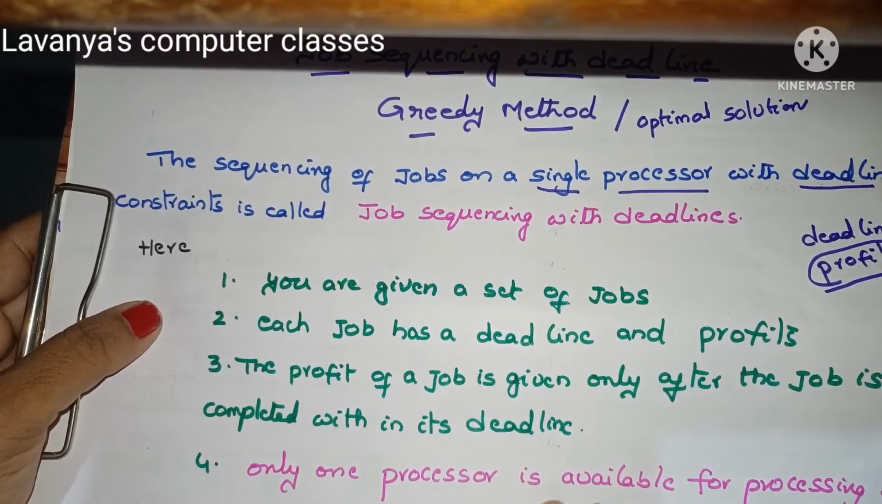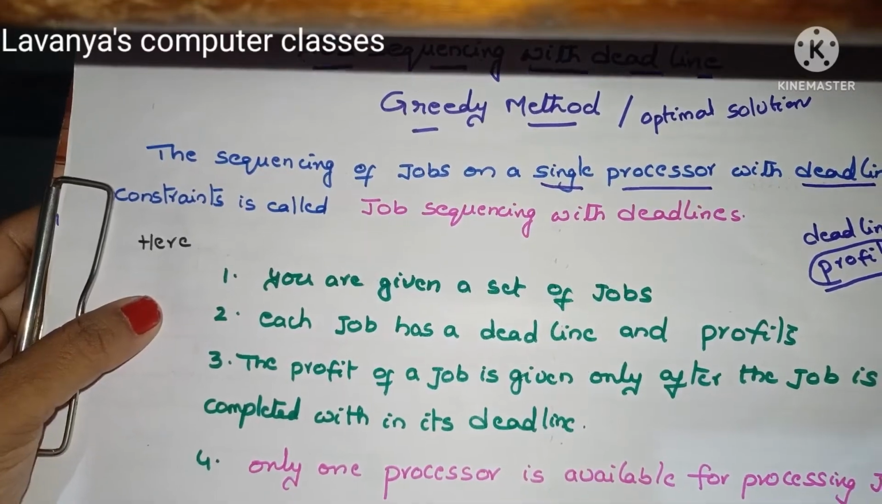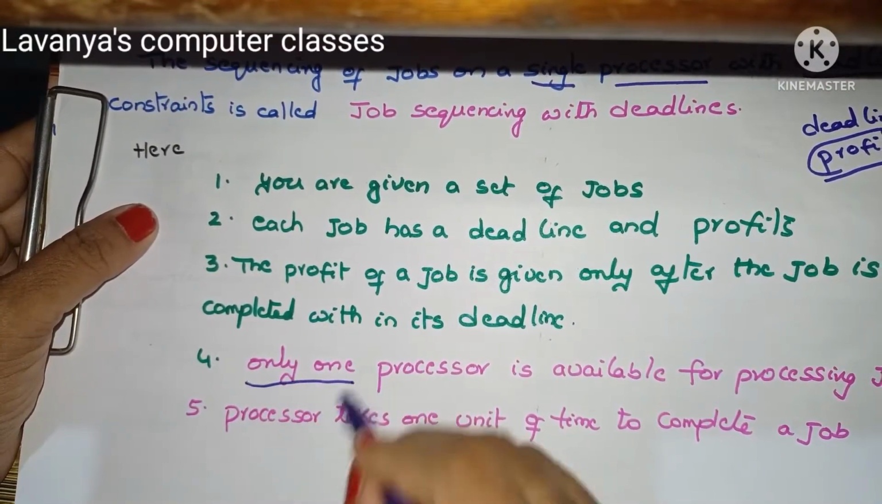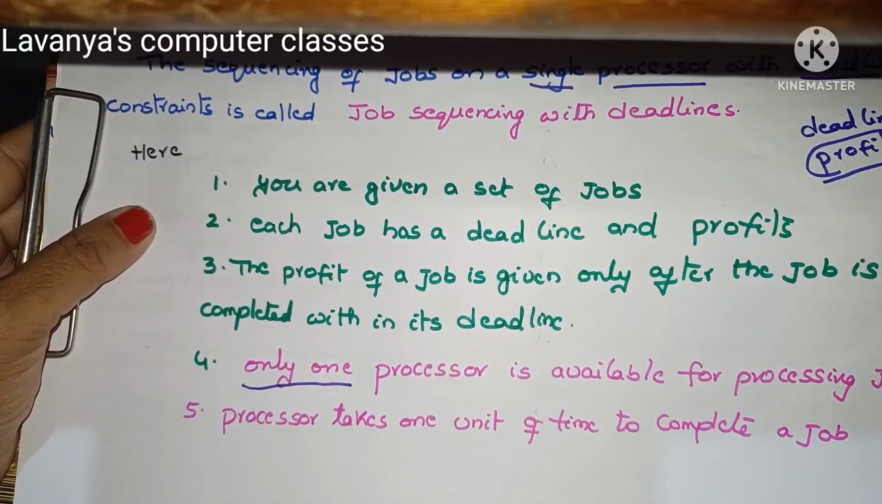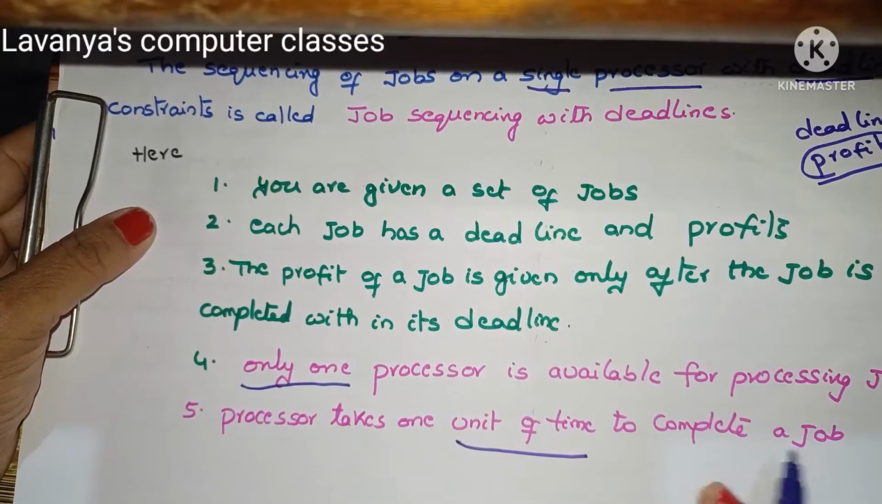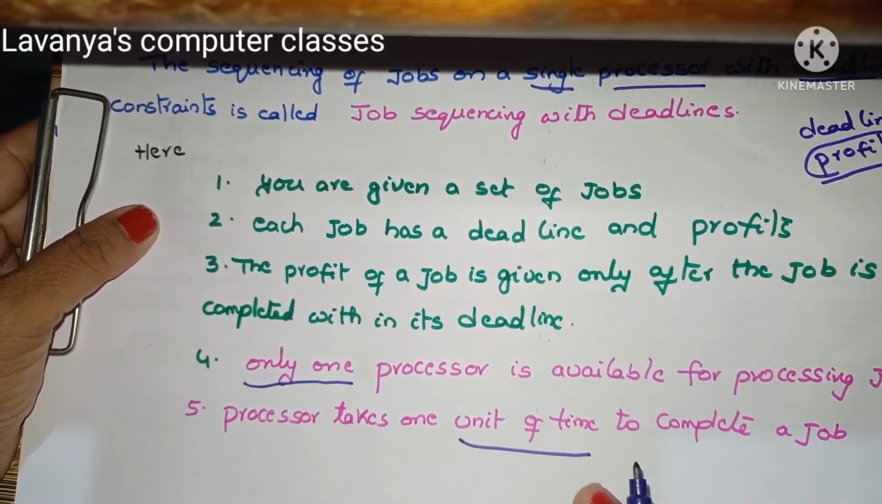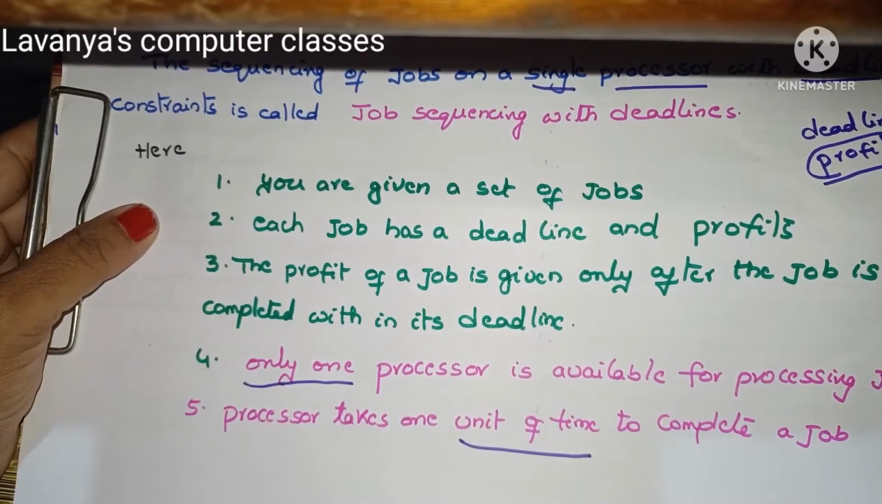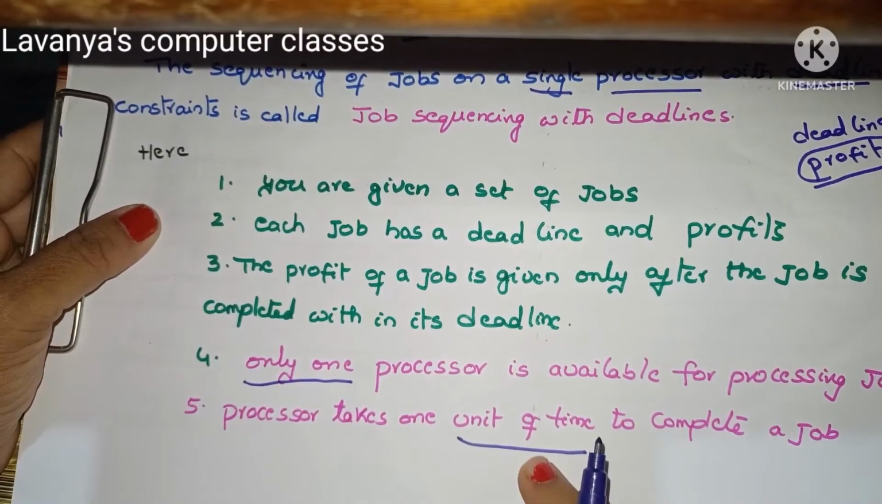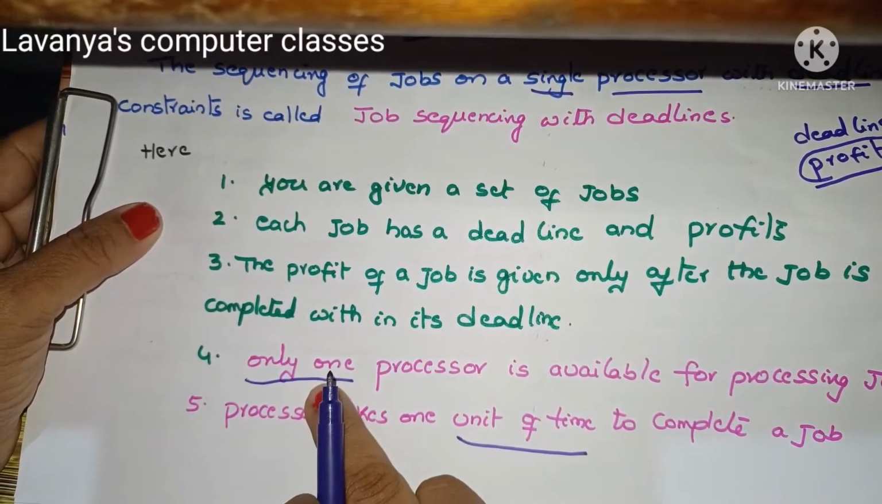Only one processor is available for processing jobs. For doing the job, how many processors do we require? Only one processor. That is the main important thing. Next, the processor takes 1 unit of time to complete a job. So how much time are you taking to complete the job? Only 1 unit of time. Remember this: only 1 unit of time and only one processor.